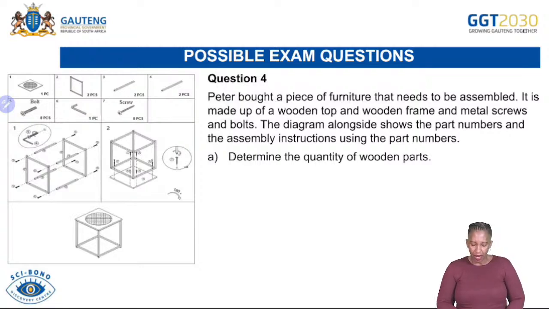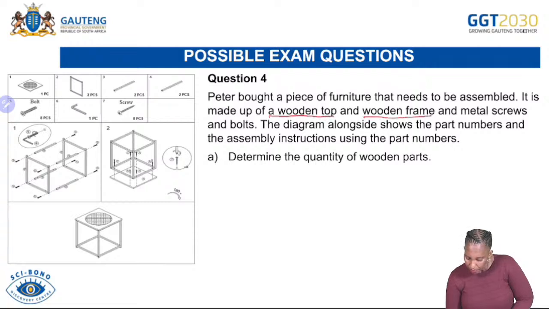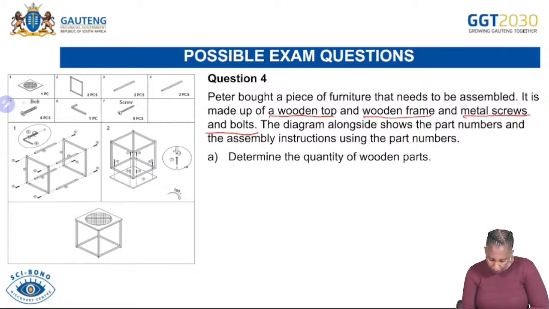It is made up of a wooden top, a wooden frame, and metal screws and bolts. So we have a wooden top, one piece there, and then we have a wooden frame, two pieces of a wooden frame, and then metal screws. So here's our frame. We've got these two pieces of a frame. Here they are, the two pieces of a frame.